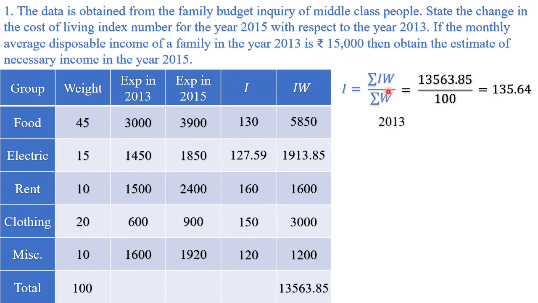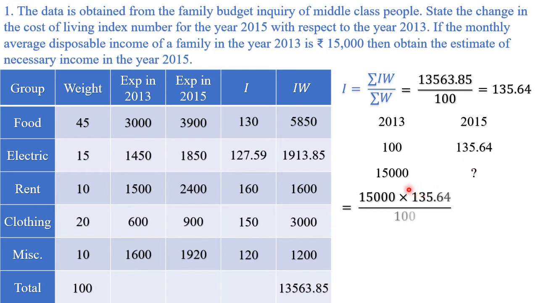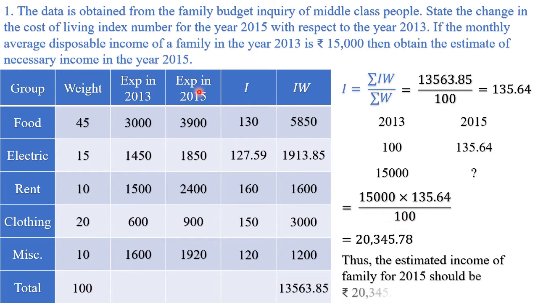Now next, they have told us that in 2013 the base year index number is 100 and the income is 15,000. So for the year 2013 the index number value is 100, and the income is 15,000. For the year 2015 the index number value is 135.64. What will be the income? That's the question here. So we just need to cross multiply. 135.64 into 15,000 divided by 100, the answer is 20,345.78. That way we can say that in the year 2015 the estimated income of the family of middle class people should be 20,345.78.